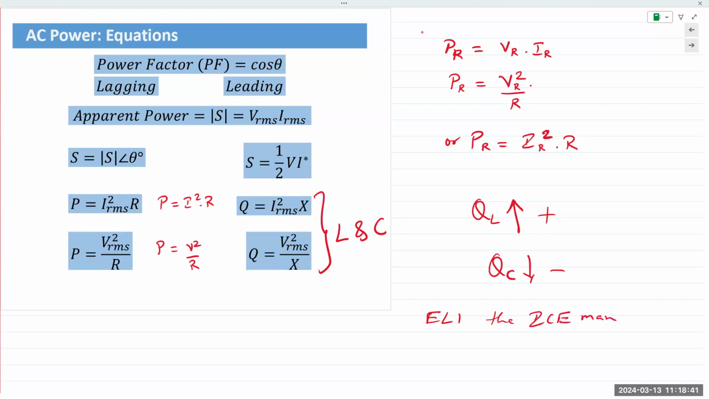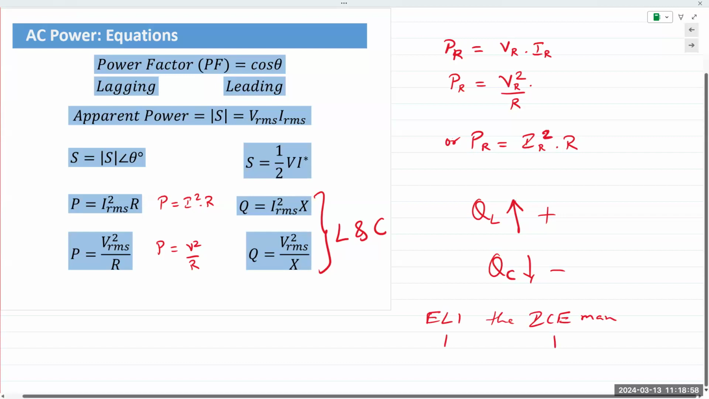we'll call on Eli Manning to help us out. It's not really named after Eli Manning. L is the inductor, C is the capacitor, E stands for electromotive force. And I think I mentioned this in chapter 5 also, if anyone remembers. And I, of course, stands for current.